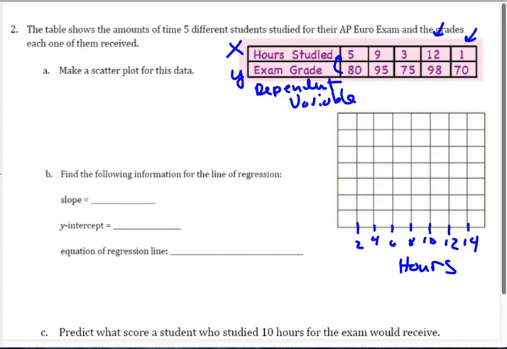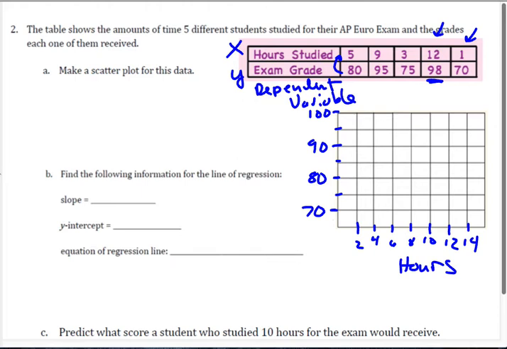For the grade on the exam, it goes all the way up to 98, which is almost 100. I'd maybe start out at 70, 75, I think this will work, 80, 85, 90, 95, and finally 100. And then go ahead and graph your data.